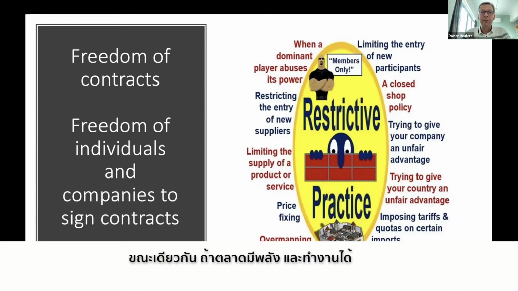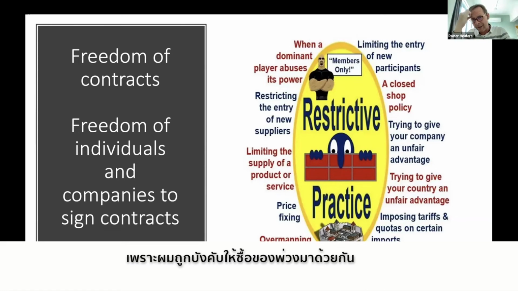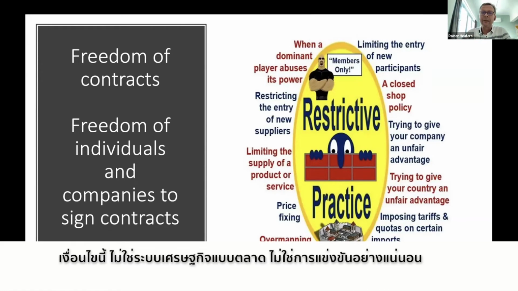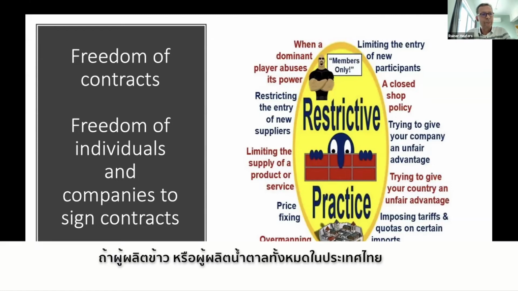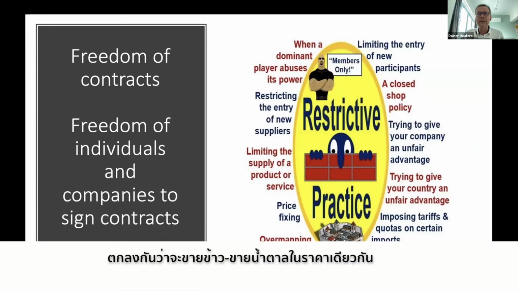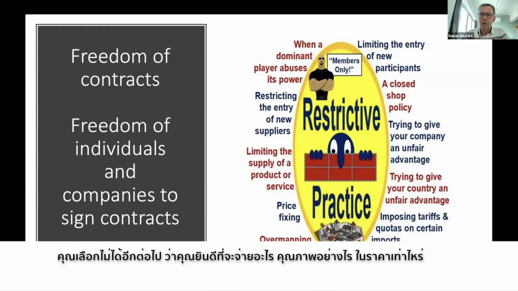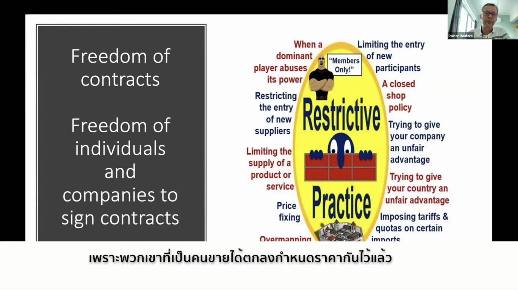But if you have the market power, then I have to buy the gas from you and I have to buy your stove as well. That's a restrictive practice. I cannot make a contract with another stove producer because you force me to buy theirs. That's not market economy, that's not competition. If all the rice producers in Thailand, all the sugar producers in Thailand, agreed to charge the same price, this is a restrictive practice. You cannot choose anymore what you want at the price that you should be paying because they have basically made a deal between them, price fixing.